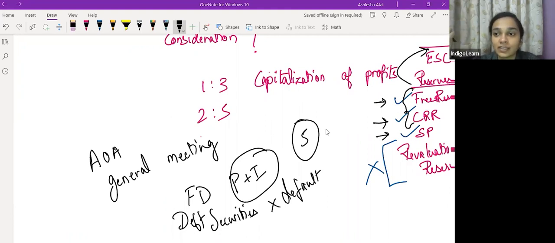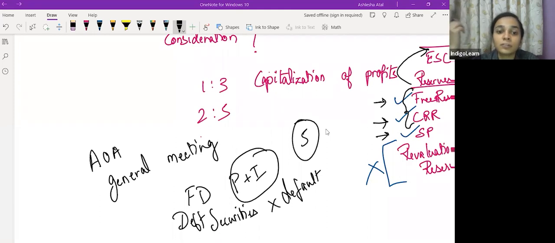So ये हो गया हमारा next third condition कि the company should not have made any default in payment of interest or principal in respect of any fixed deposits or debt securities which are issued by the company. And also the company should not have made any default in payment of any statutory dues.